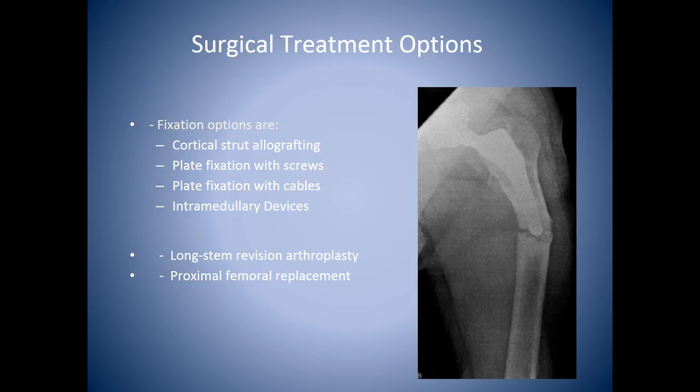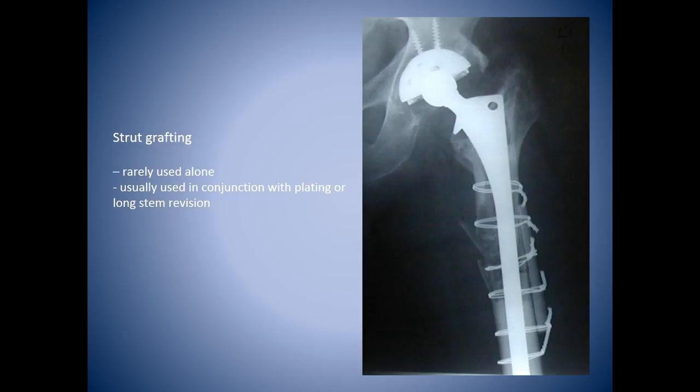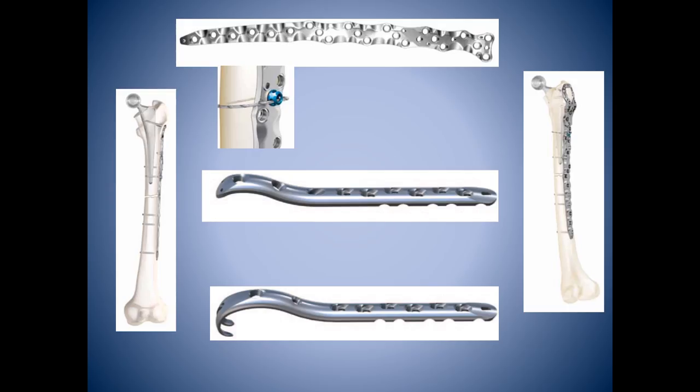So our fixation options: we can do pure strut grafting, and we'll come to that now. You can use screws, cables, and for the type Cs you can use intramedullary devices if you wish. And then the other options are the salvage options of revision arthroplasty or proximal femoral replacements. Strut grafting, we rarely use it alone nowadays, and usually use it along with the revisions or in conjunction with the platings. Now we've got a whole manner of plates from all the different companies, the trochanteric fixation clamps, and most of them are now locking plates, which are very good for these types of fractures.